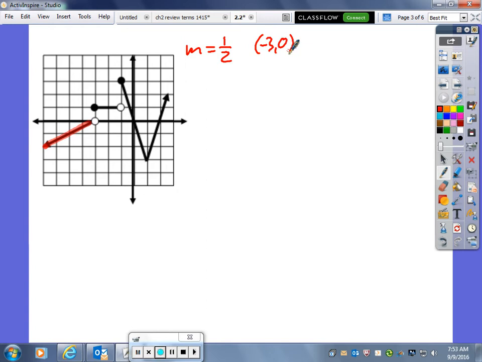Plug that into your point slope form. Y minus 0 is equal to 1/2 x minus negative 3, in other words, x plus 3. Y is equal to 1/2 x plus 3/2.